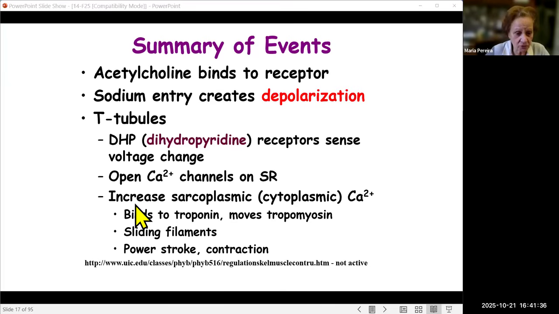I will answer your question soon. And this increases the cytoplasmic sarcoplasmic calcium levels. The calcium binds to troponin, moves tropomyosin. This allows the sliding filaments. You need heat. And then you do the power stroke, the contraction. So the question is, what about what you were saying with Alzheimer's?